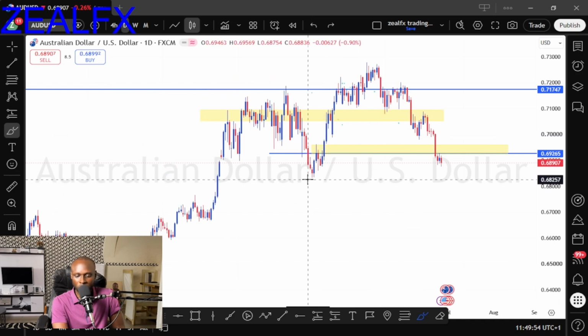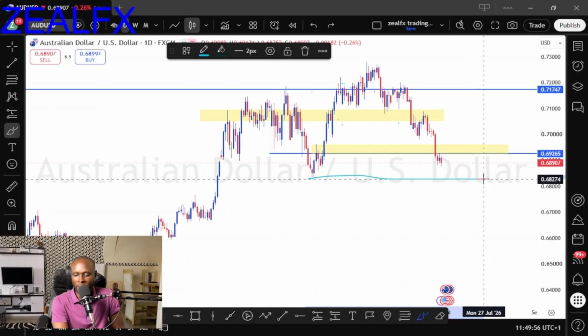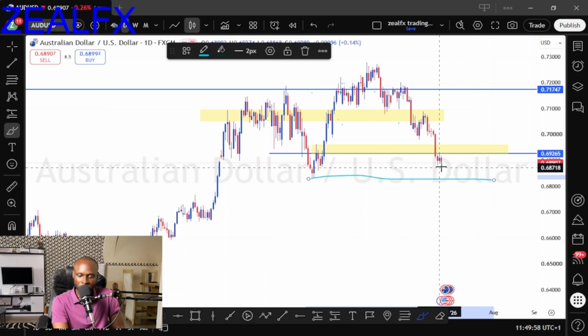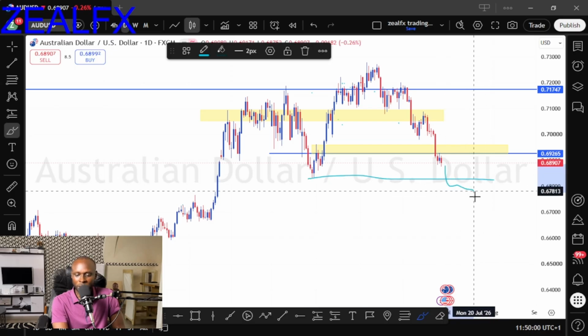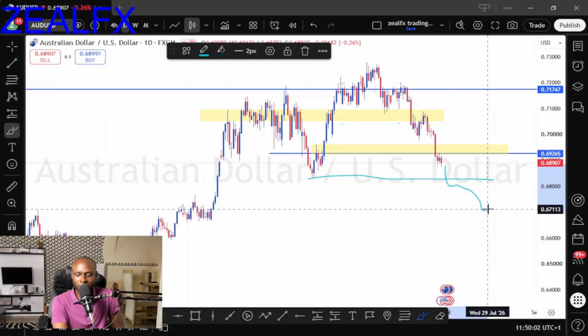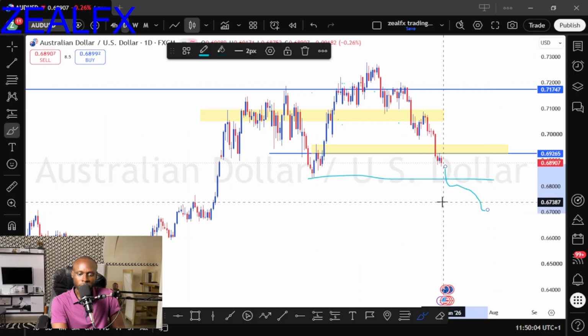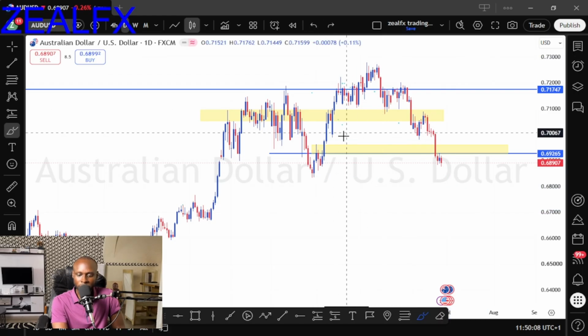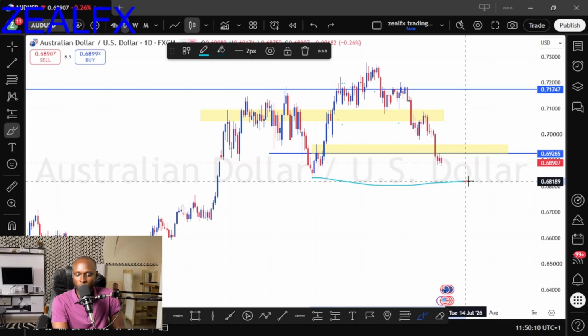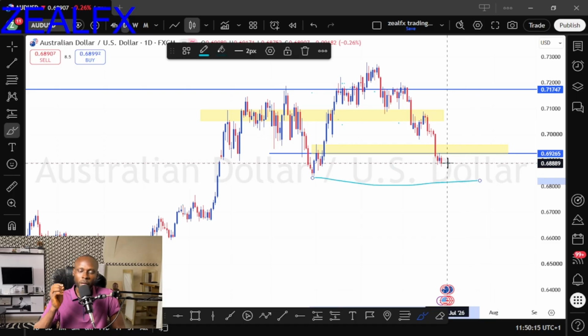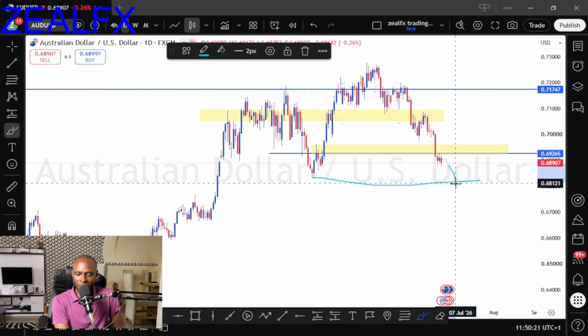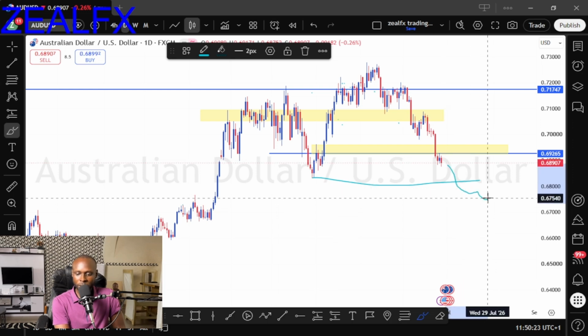Because we still have a major structure level at this area, we need price to break it for us to see a strong bearish trend. A break of price below this major structure level will trigger a strong bearish trend for the Australia USD. But so long as price is still above this major structure level, we don't have a strong clue for a strong selling opportunity yet. So we need price to break below for us to see a strong sell for the Australia USD.